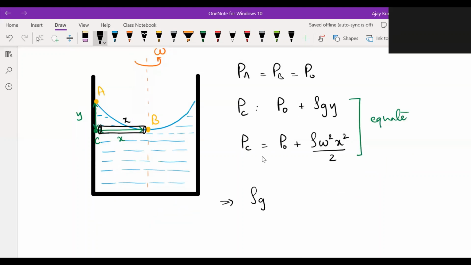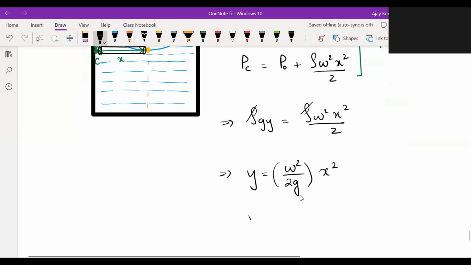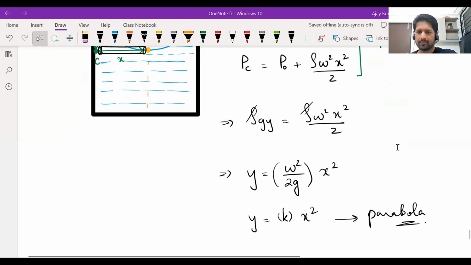When you equate them, you get rho g y is equal to rho omega square x square by 2. Rho gets cancelled. That's all. So you get y is equal to omega square by 2g, which is constant, multiplied with x square. And whenever you have something like y is equal to some constant into x square, the graph is a parabola. Quadratic equation, you know the graph will be a parabola.